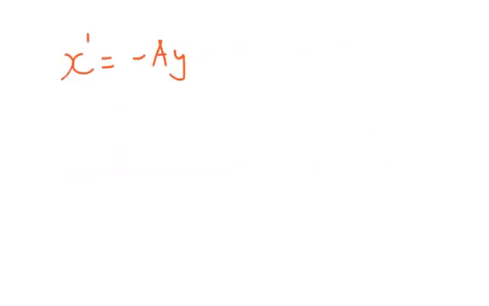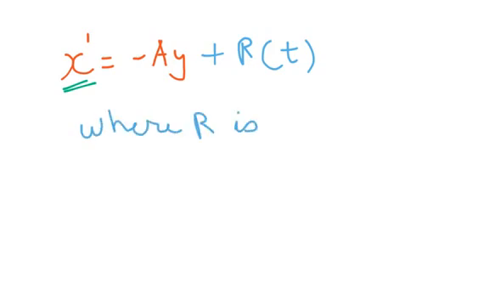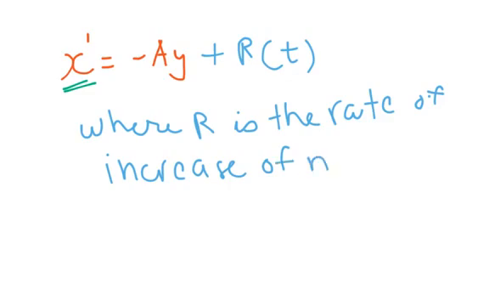Now, one more beautiful feature of this Lanchester war model is that we can even include other factors and more armies in the equation. For example, this was the equation that we started with, x dash is equal to minus ay, and we can also include other factors. For example, we can write x dash is equal to minus ay plus r of t, where r is the rate of increase of number of troops.